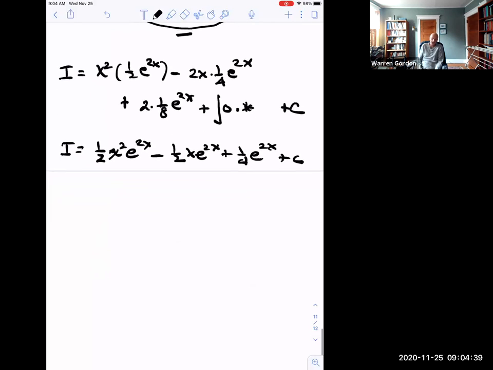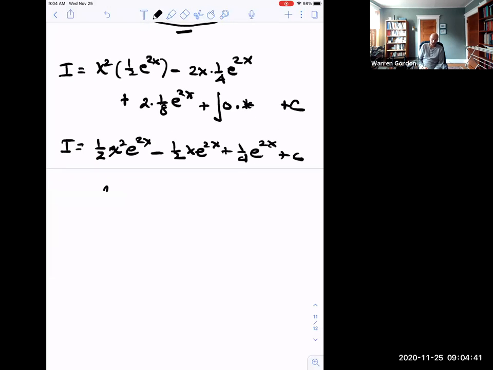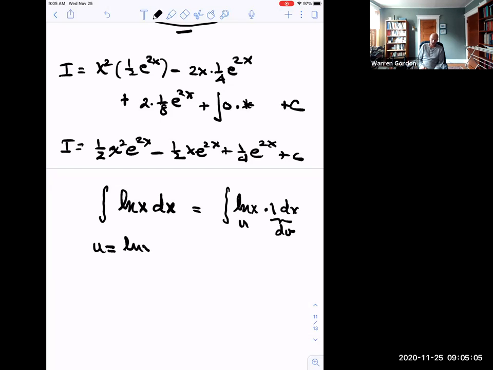By the way, sometimes there's an interesting trick. Suppose I wanted you to compute this integral, ln of x dx. Well, the trick is to think of this as being ln of x times 1 dx. If I call this one u and this one dv, notice u is ln of x and dv is equal to 1 times dx.